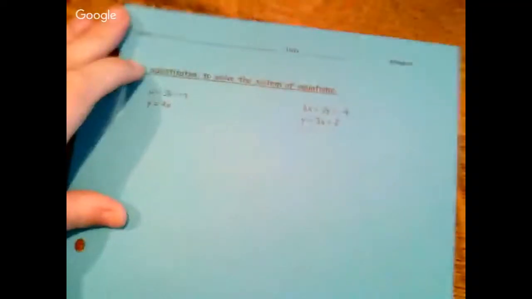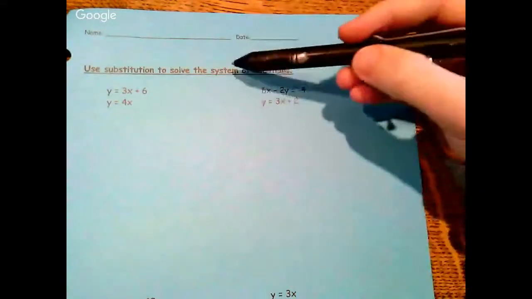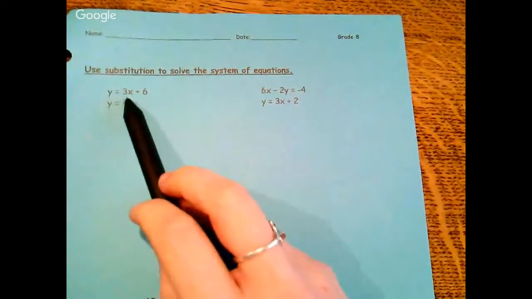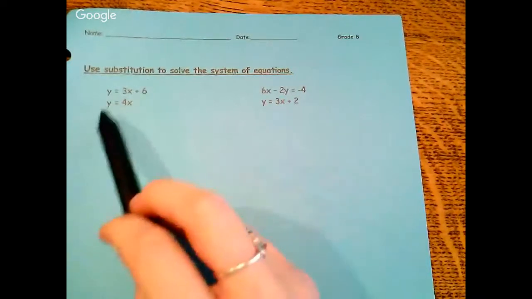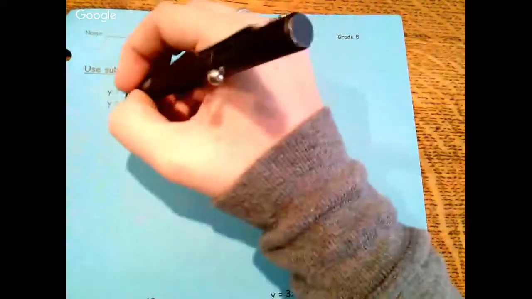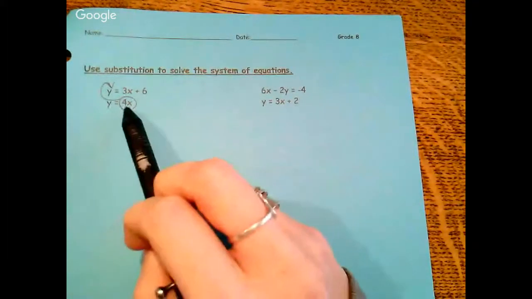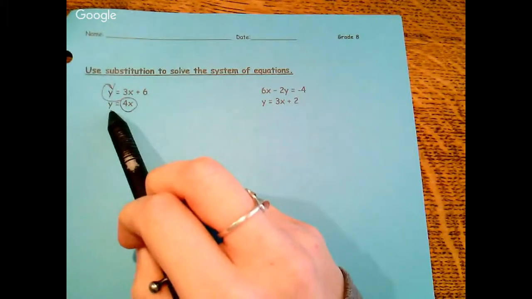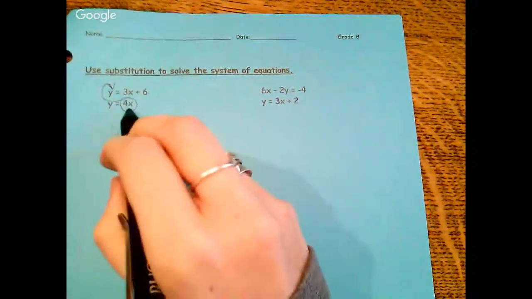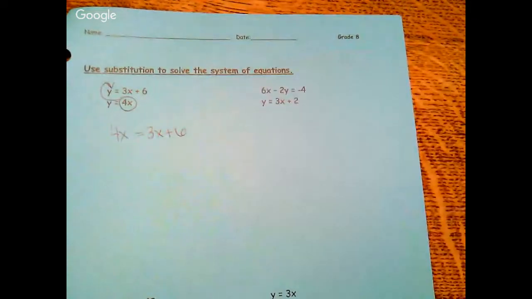All right, so looking at this next one, use substitution to solve the equations. Because it says we have to do substitution, that's the method that we are going to use. So if we look at the first one, we have that y equals 3x plus 6. But y also equals 4x. What that means here is that we can take 4x and substitute it in for this y. x is the same as y. So we could rewrite this equation as 4x equals 3x plus 6.